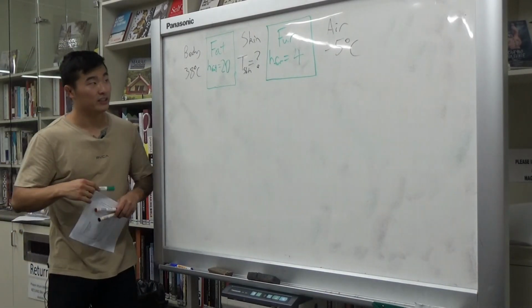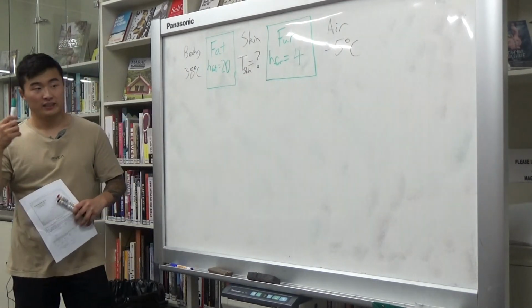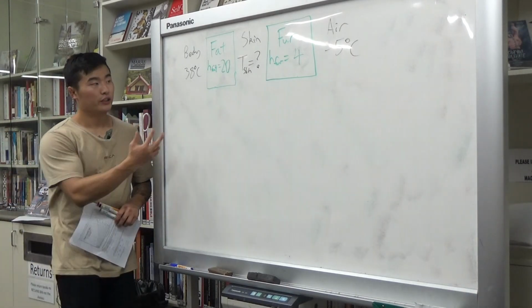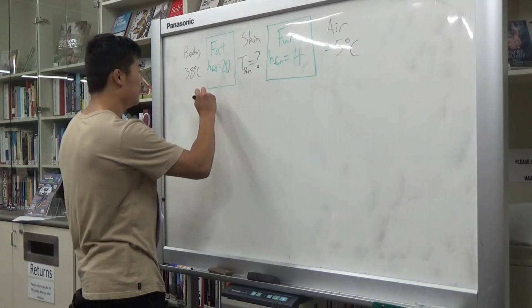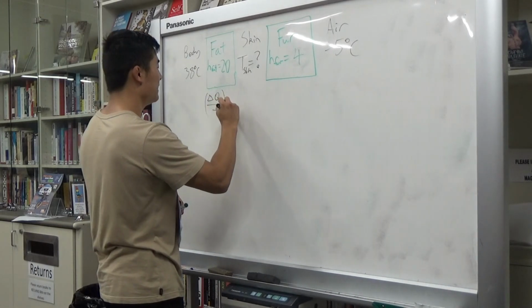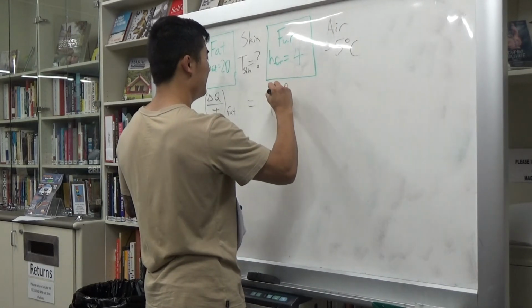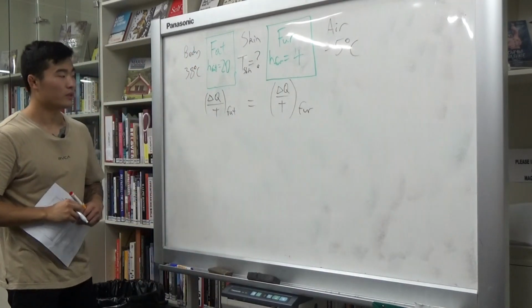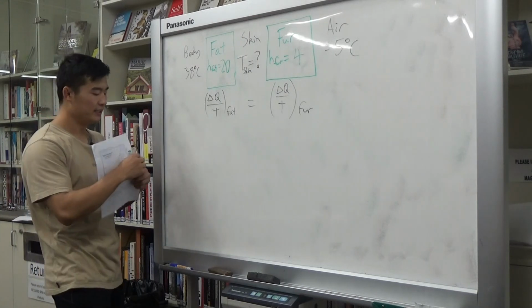Okay, so we've got the H of fat and the H of fur. We want to find out the temperature of the skin in the middle of these two layers. The concept that you have to know is that the rate of heat transfer through these two layers is going to be equal. So delta Q over T through the fat is equal to the delta Q over T through the fur.